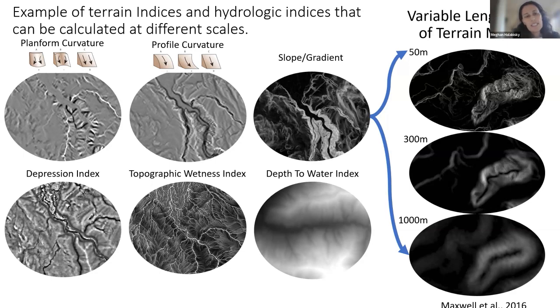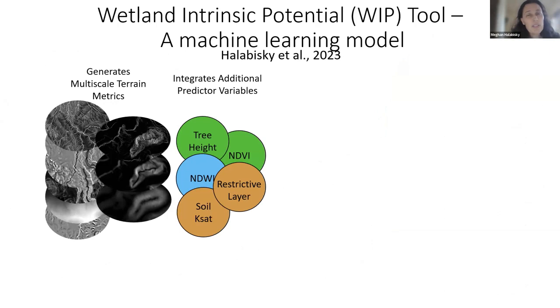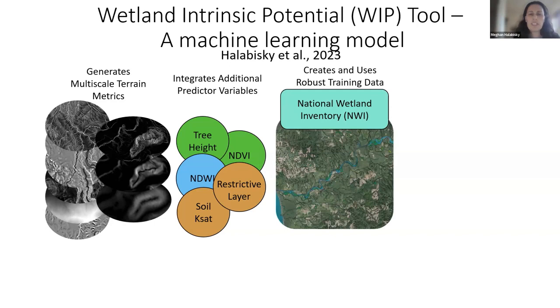So we calculated these different terrain and hydrologic indices at different scales, looking for these different size features, and used this as inputs into our machine learning model. So the machine learning model generates these multi-scale terrain indices. We can bring in other remote sensing data sets like aerial imagery, tree height from LiDAR. We can bring in soils data. We can bring in geology. We build this into a model which initially is trained on whatever available data we have. In our case, it was the National Wetland Inventory.